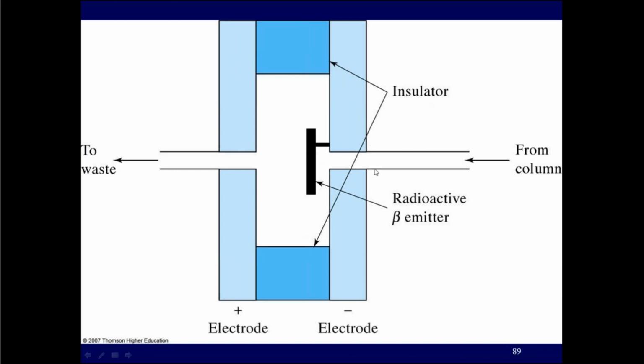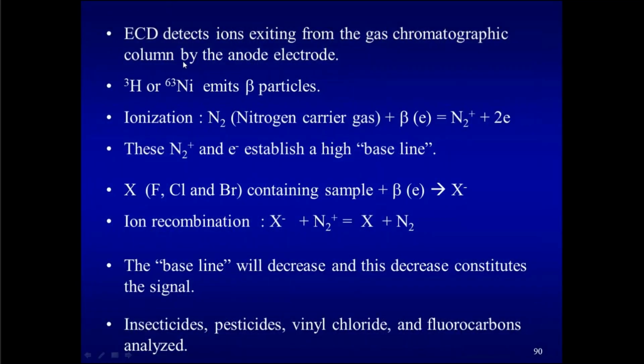You have the two electrodes. The tube through which the column effluent comes in is made the cathode, and the wall of this chamber is made the anode. So you have the two electrodes, the positive and the negative electrode. Whatever ionization takes place, the negative ions will move towards the positive, and the positive ions will move towards the negative electrode, setting up a current. This is how it will work. We'll see the important points.